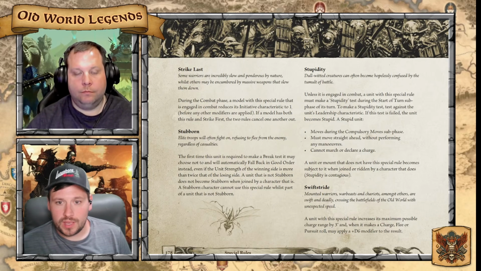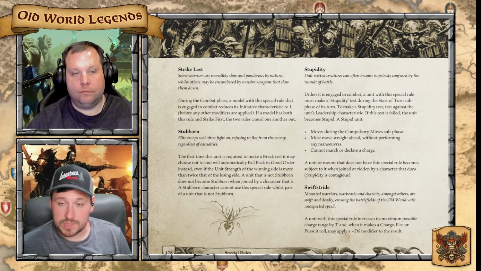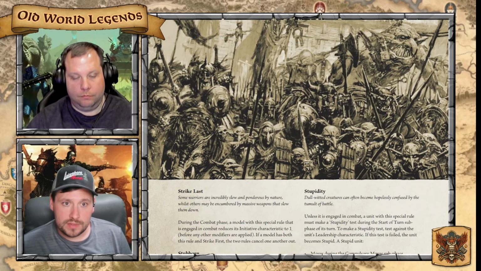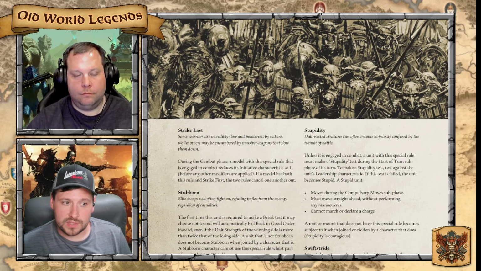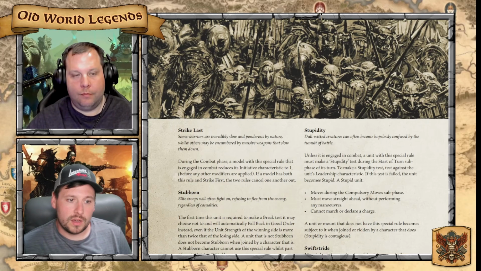So, for example, a high elf noble has strikes first as a special rule on his profile, and that means he's going to be initiative 10 in combat for his assailment spells, for example, not just his regular attacks, because it makes your initiative 10 the second you get into the combat phase. Strikes Last, however, makes your initiative 1 as soon as you get into combat. However, the vast majority of the time, this is only on your weapons, so that means it's not going to affect your assailment spell.